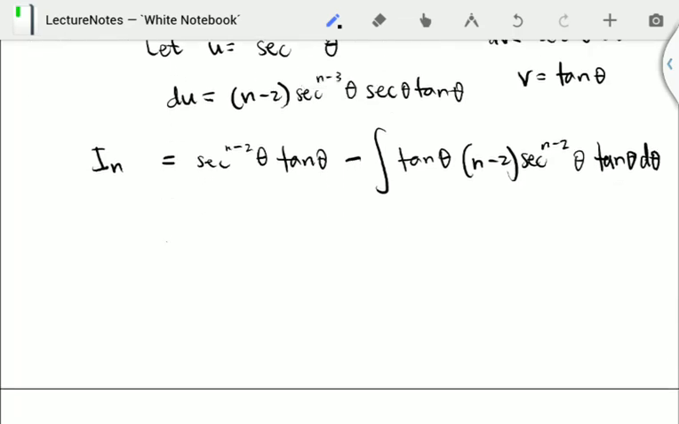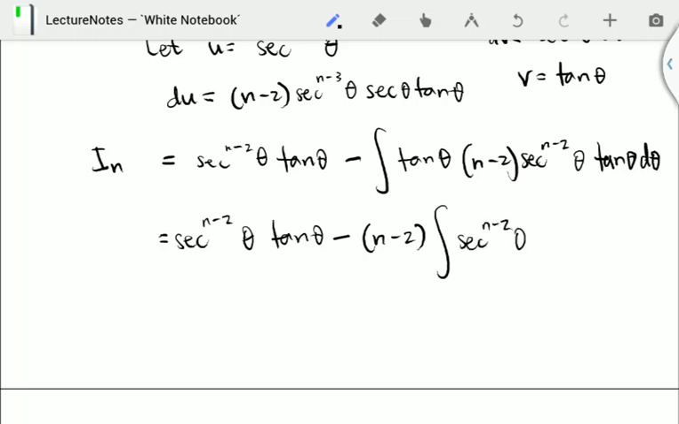So now let's simplify it some more. So that gives you sec to the n minus 2 theta tangent of theta minus, so let me take out this constant n minus 2, the integral of sec to the n minus 2 theta tan squared theta d theta.